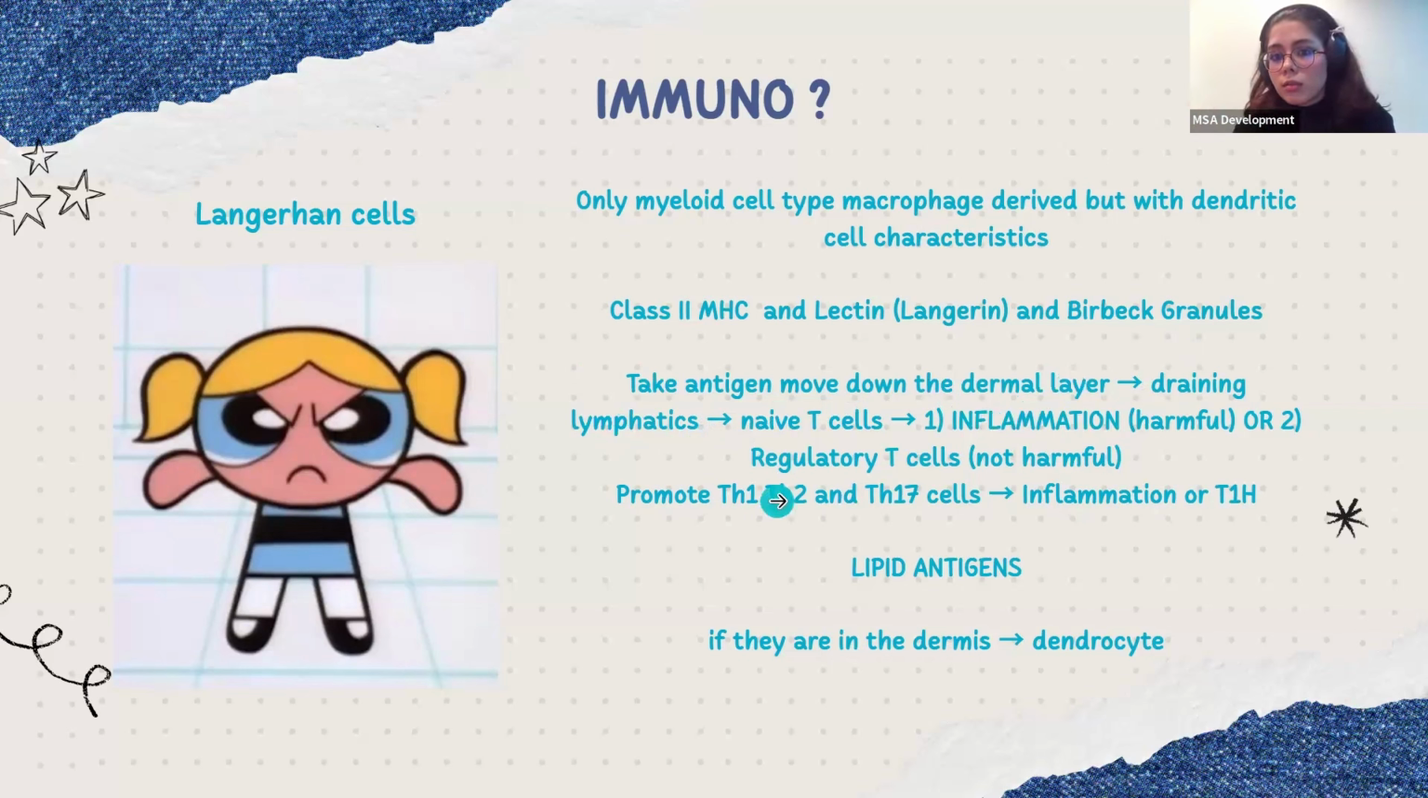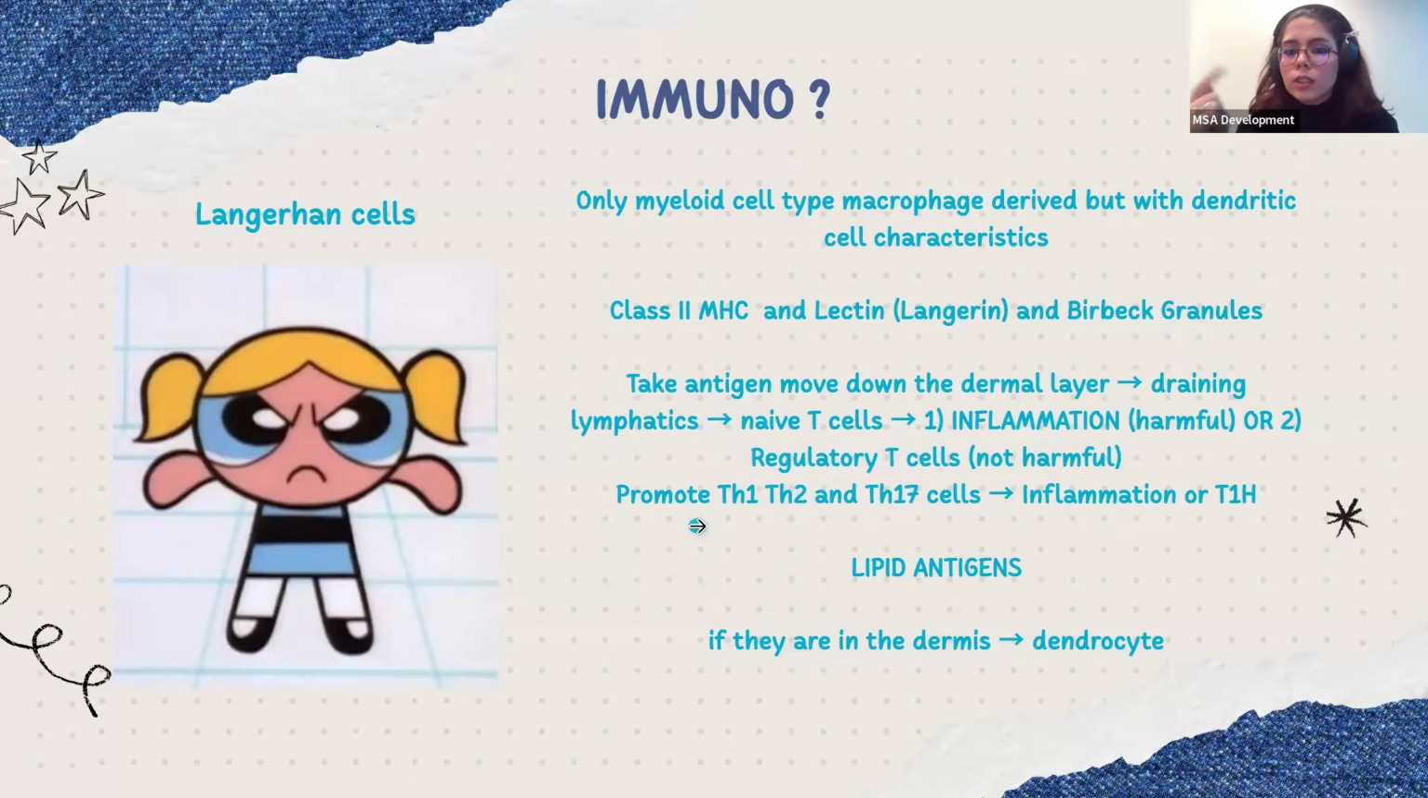They go to the draining lymphatics nearby. They tell the naive T cell, hey, we found something. I don't know, it looks important. You should look at it. This causes inflammation, which is harmful, or regulatory T cells start working, which is not harmful. Just keep that in mind. They're like, okay, this antigen exists.